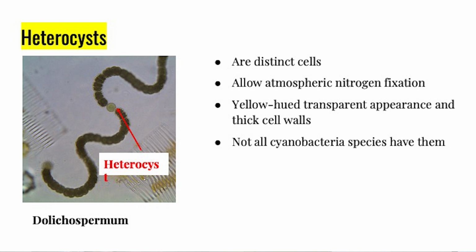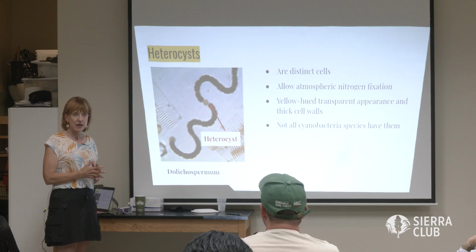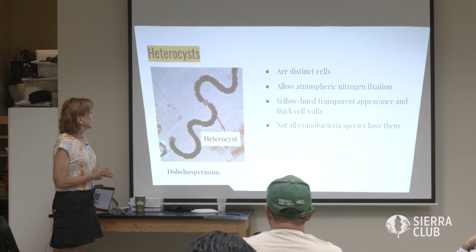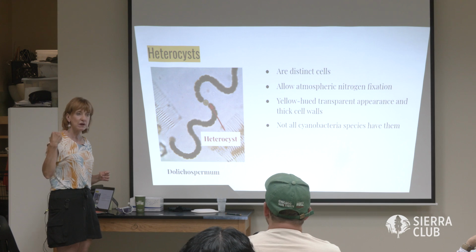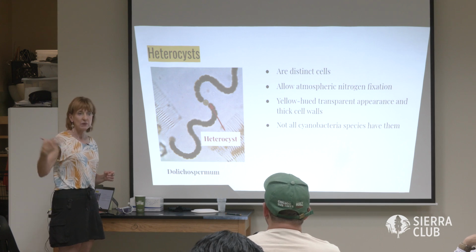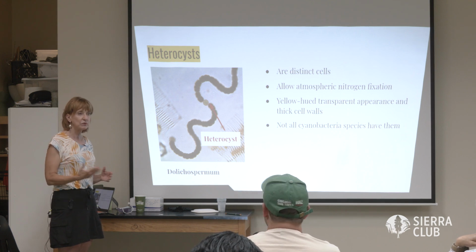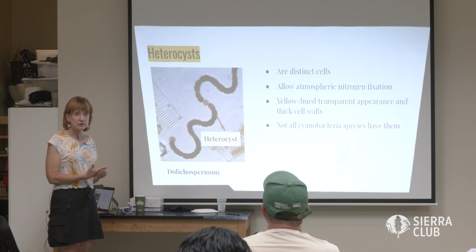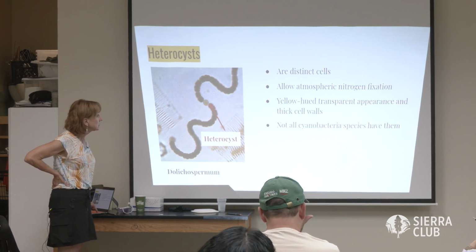Heterocysts are distinct cells. They allow atmospheric nitrogen fixation. So you may have heard that cyanobacteria don't need nitrogen in the water because they can fix it from the air. Some of them can, but that doesn't mean they don't need nitrogen. Fixing the nitrogen from the air takes a lot of energy. They would rather get it from the water column. A high nitrogen level in your lake will produce bigger blooms and more toxic blooms. And not all cyanobacteria species have them.